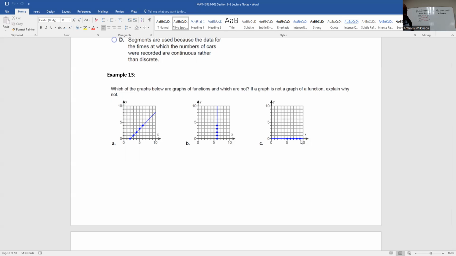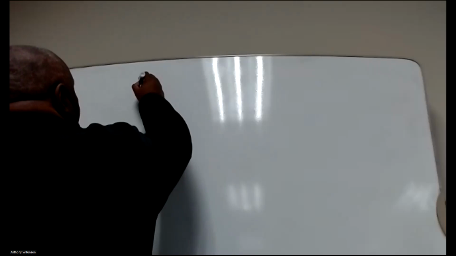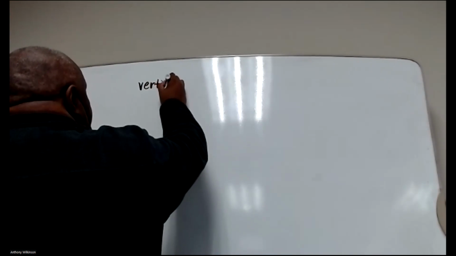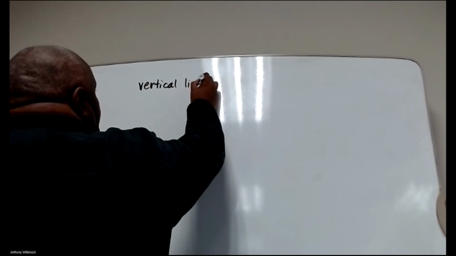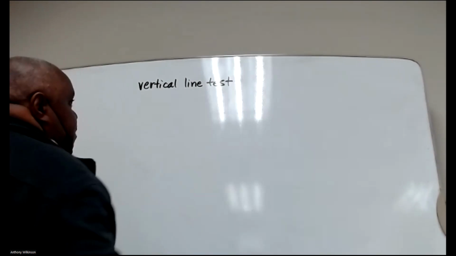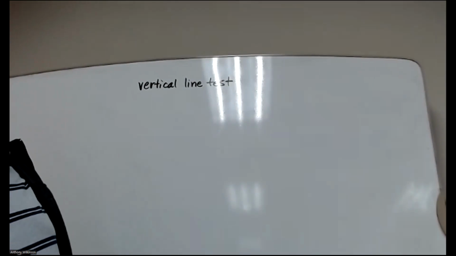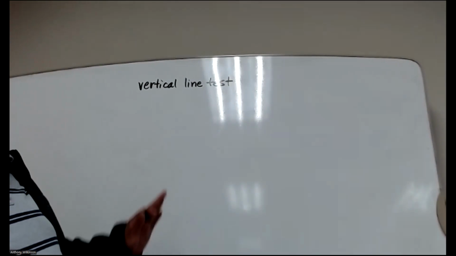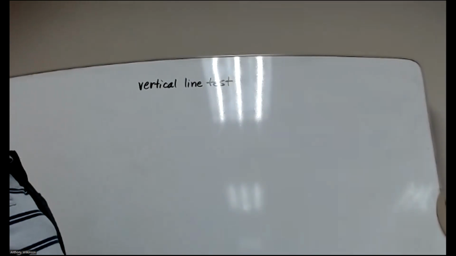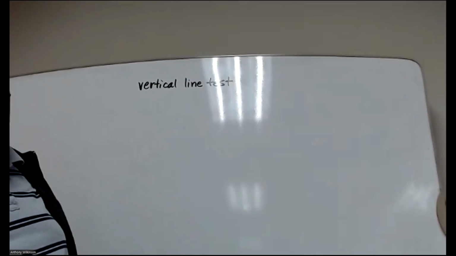And I don't know if you remember this back in college algebra, but if you're dealing with graphs and you want to determine whether or not you have a function, we can use what they call a vertical line test. What you do there is just draw a vertical line through that graph, and if that vertical line crosses the graph in more than one place, then your graph would not be a function.